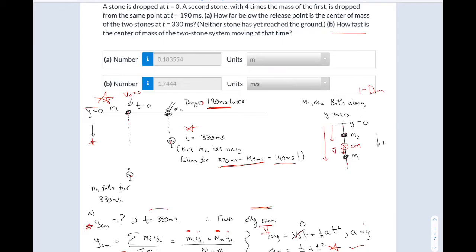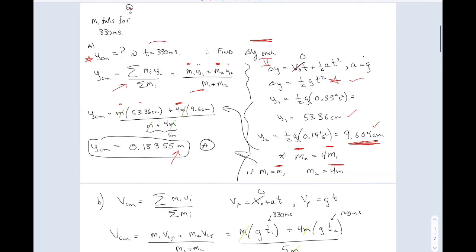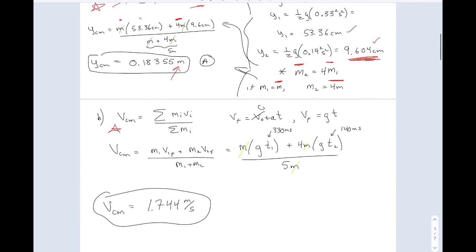So this center of mass has a velocity, and this expression looks just like that expression. Instead of adding up the locations times the masses, you're adding up the velocities times the masses. So I wrote that out here: m1, m2. I had to find the velocity of each one, so I used equation number 1. Initial velocity is 0, acceleration is g, so everywhere I had a velocity, I put in gt.